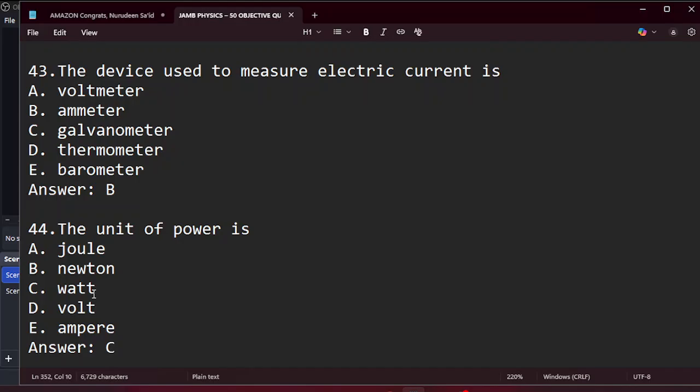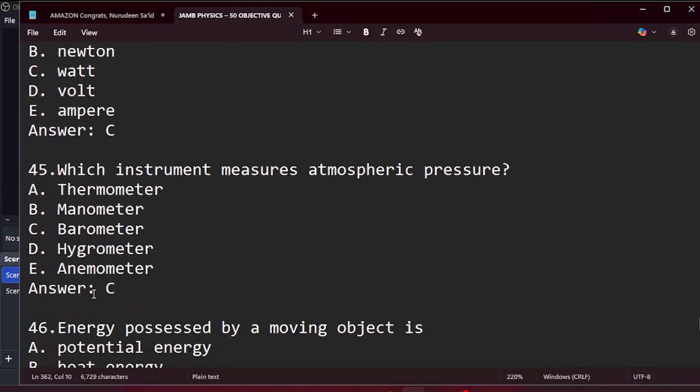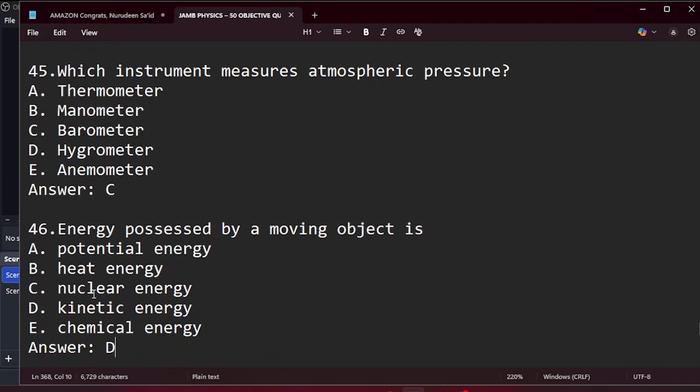Question number 44. The unit of power is A, joule, B, newton, C, watts, D, volts, E, ampere. The answer is C, which is watts. Question number 45. Which instrument measures atmospheric pressure? A, thermometer, B, manometer, C, barometer, D, hygrometer, E, anemometer. The answer is C, which is barometer.